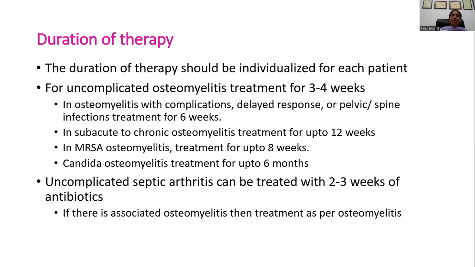Similarly, in septic arthritis, the duration of therapy is actually shorter. It is 2 to 3 weeks, but as was said earlier, many times your septic arthritis can be associated with osteomyelitis. So if there is associated osteomyelitis, your treatment has to be longer. So either you can do an MRI or you can do a plain x-ray after 2 to 3 weeks of treatment. And if your x-ray shows changes in the bone, you know that there is osteomyelitis and you have to prolong therapy, maybe by a week or more.